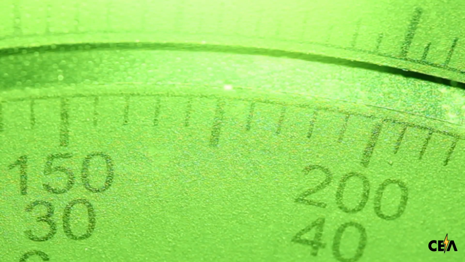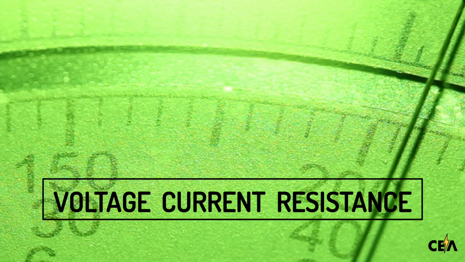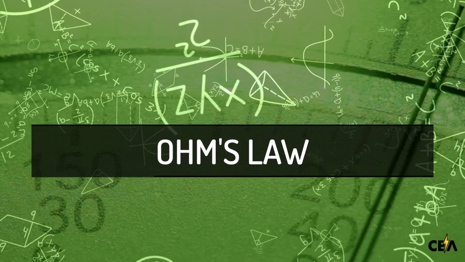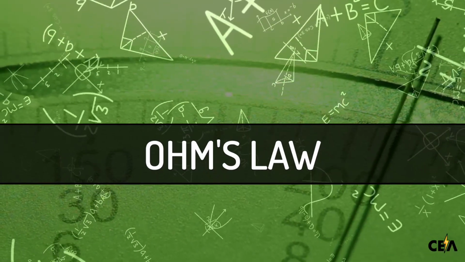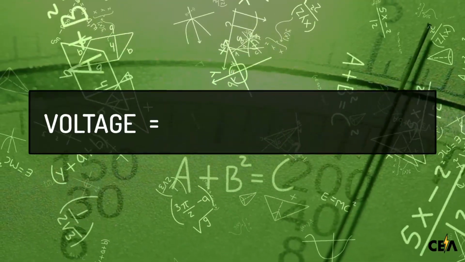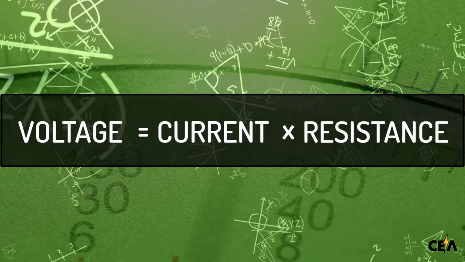From there, we'll introduce voltage, current, and resistance, explaining how these three concepts work together in every electrical circuit. We'll also cover Ohm's law, one of the most important principles in electricity. You'll learn how voltage, current, and resistance are related and how this simple formula helps electricians understand and troubleshoot electrical circuits.